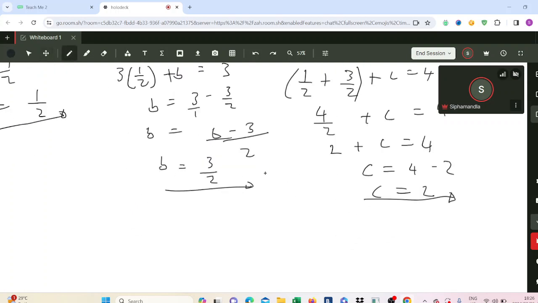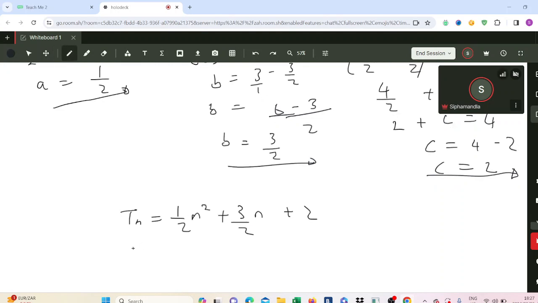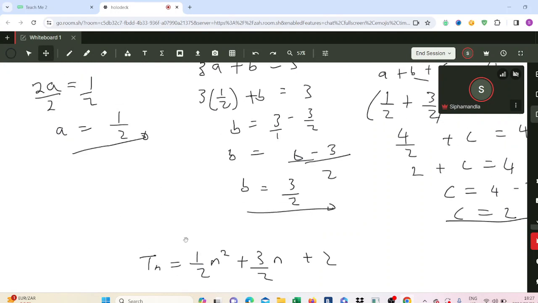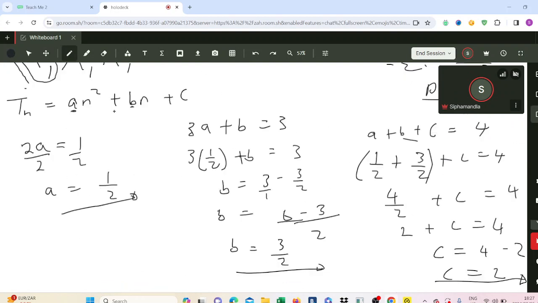Okay, now I can go ahead and write the general equation. So the general equation is Tn equal to a, which is 1 over 2 n squared, plus b, which is 3 over 2n, plus c, which is plus 2. All right, to check if this equation is correct, you just have to plug in the first term on this equation. So where there's n, you just plug in 1, and you have to get 4, right? Because you know that the first term in this equation is 4. So if you are getting 4, that means the equation is correct.